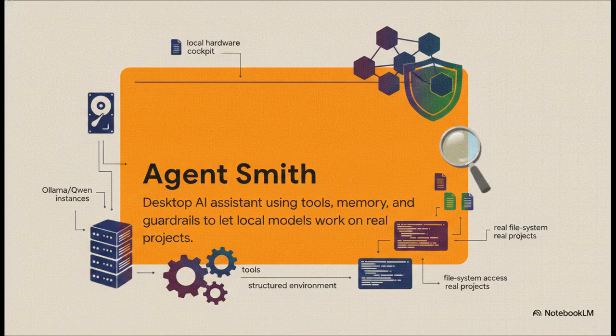So what exactly is Agent Smith in plain English? Basically, it's a local-first desktop AI coding assistant. Think of it like a heavy-duty cockpit that lets smaller, local models, like maybe an Ollama instance or Qwen running right on your own hardware, actually work on real projects. It takes what would normally just be a text box chatbot and turns it into an actual coding partner by giving it a highly structured environment, strict guardrails, and real access to your file system.